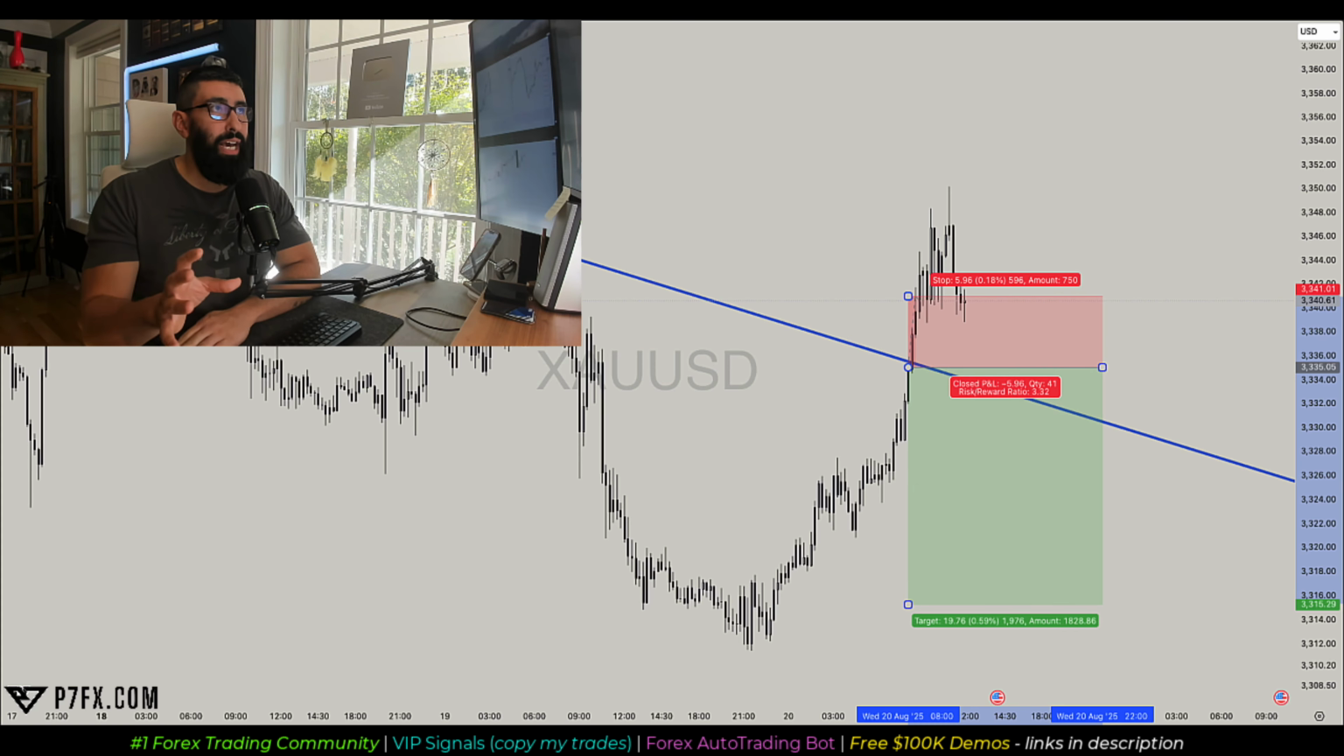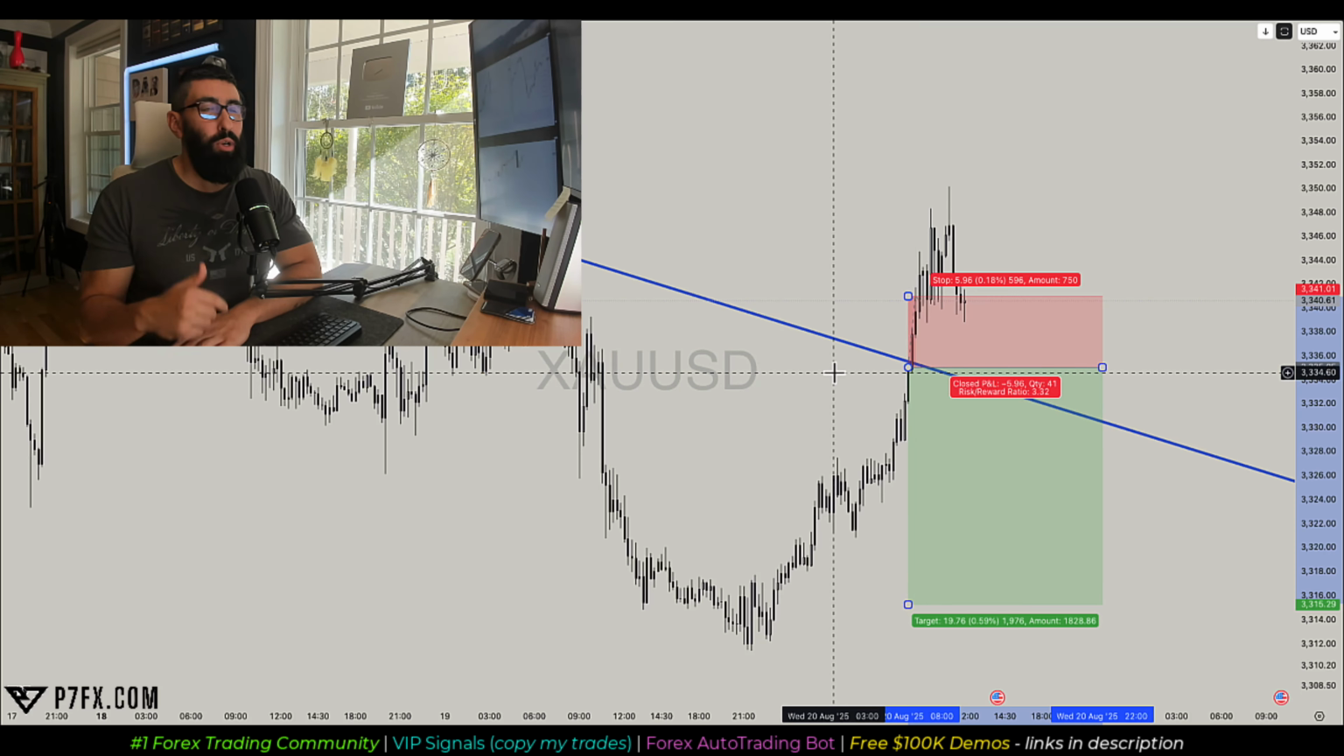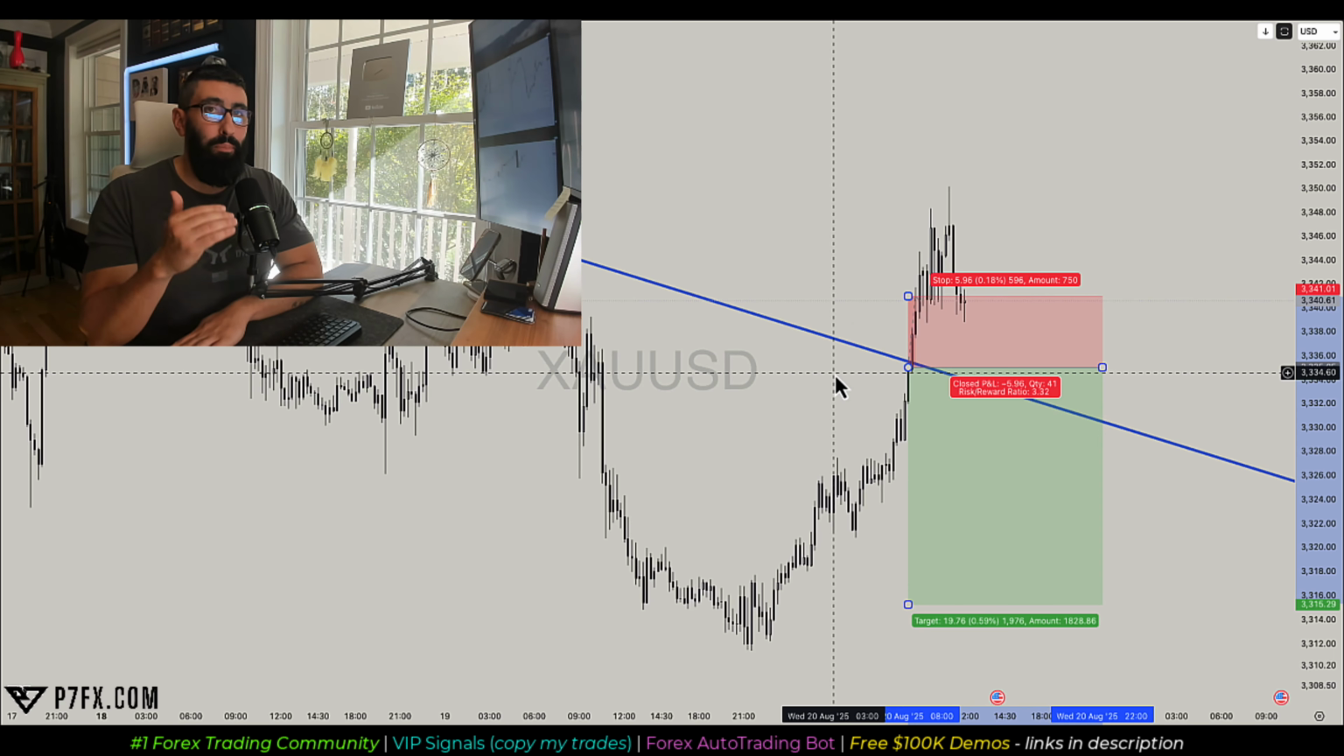But before we get into that, let's talk about how we can avoid these scenarios from happening, or I should say not avoid, but in a sense, limit these scenarios to improve the overall probability of the trades that you take. And the best way to do this is by identifying confluences when you are waiting for price to reach your trend lines.